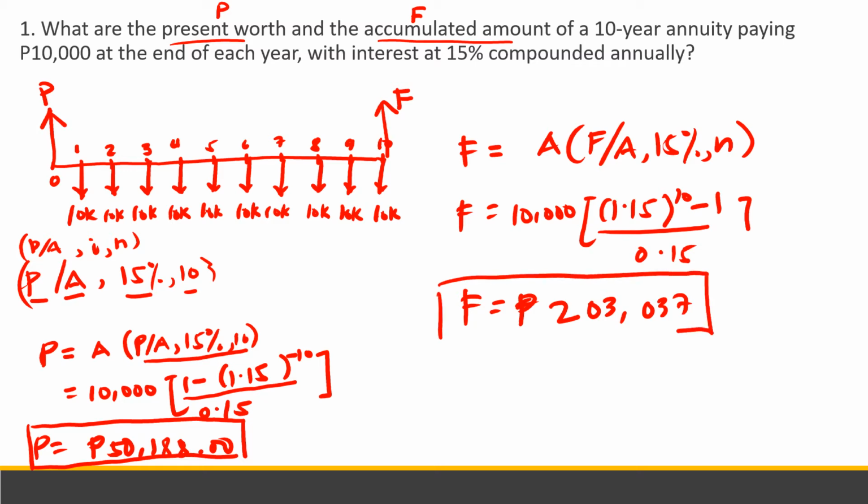pesos. So in this case, if I were to deposit 10,000 pesos every year for 10 years, pagdating nung 10 years, yung amount na yun is magiging 203,037 pesos. If we were to compute manually, this only amounts to 10 times 10, which is 100,000. So due to the interest, magiging 203,000 siya. If you were saving your money, magiging 200,000 siya at the end of 10 years.